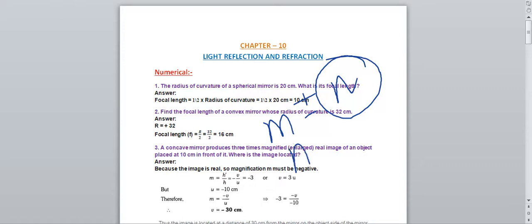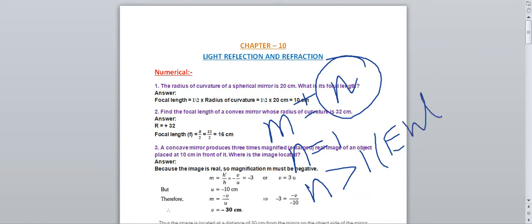So if this n is equal to 1, what can we say? That the size of the image will be equal to the size of the object. But if this n is greater than 1, what can we say? That the image formed will be larger in size. That is, an enlarged image will be formed.